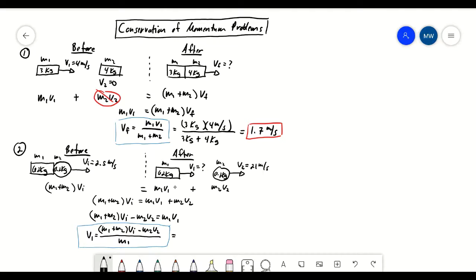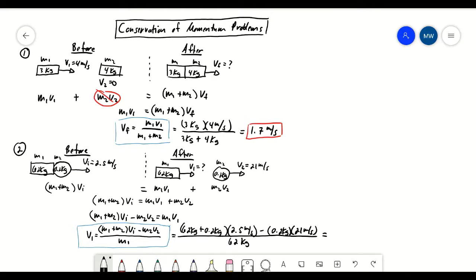So we've got our 62 kilograms plus our 0.2 kilograms. Our initial speed was 2.5 meters per second minus mass 2, the snowball, 0.2 kilograms, thrown at 21 meters per second. All of this is divided by the mass of the skater, which is 62 kilograms. And the calculator does all the work.